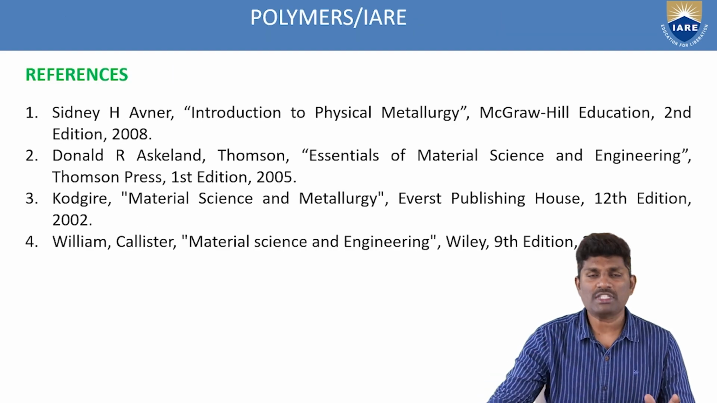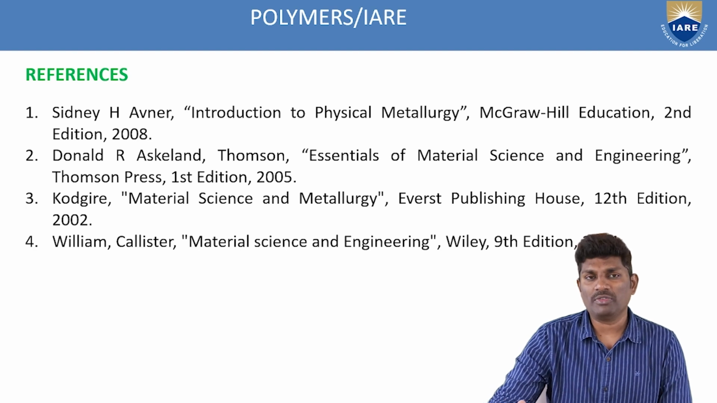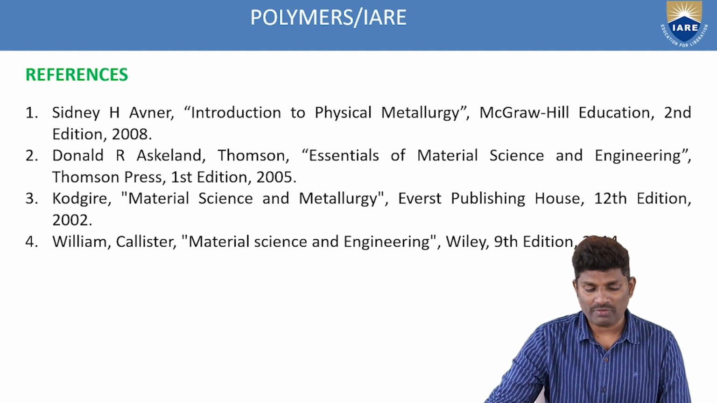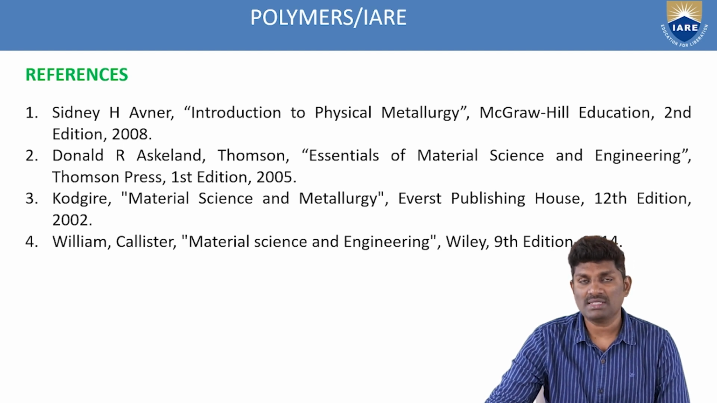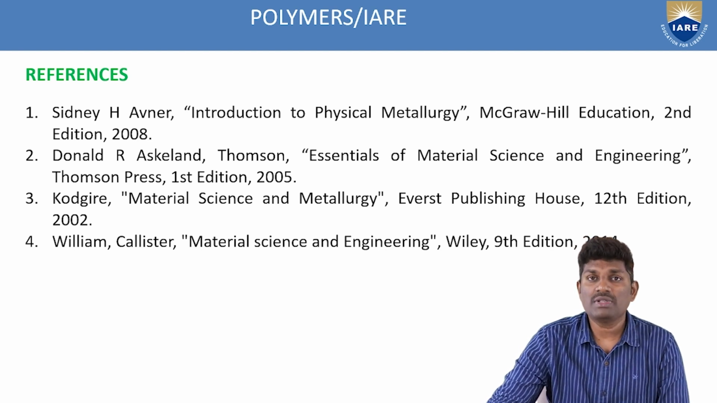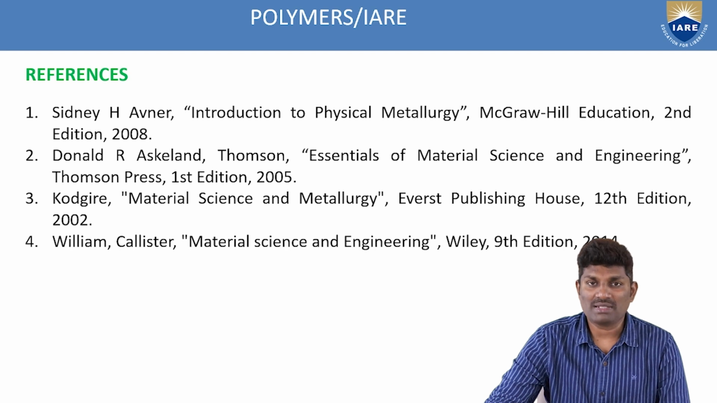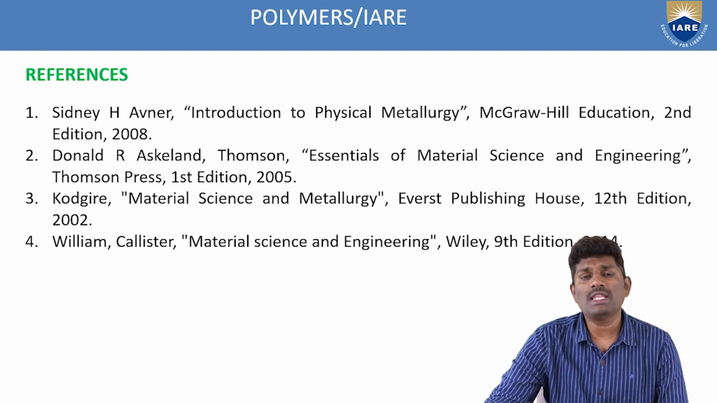These are some of the reference books where you can get information about the iron carbon phase diagrams. The first one is Introduction to Physical Metallurgy by Sidney Avner, and the second one is Essentials of Materials Science and Engineering by Donald Askeland. The third one is Material Science and Metallurgy by Kodgire, and the last one is Materials Science and Engineering by William Callister. These are the reference books where you can get the information on the iron carbon phase diagram.